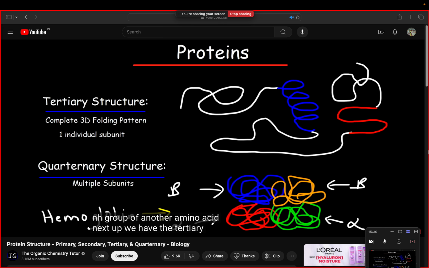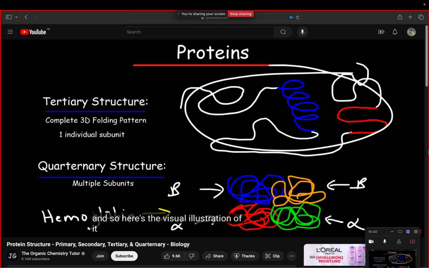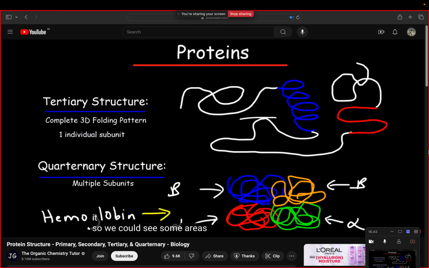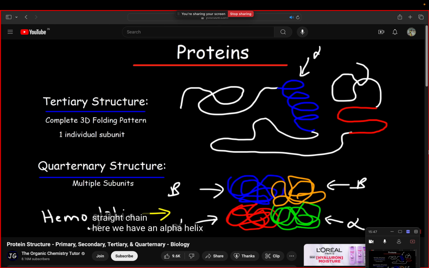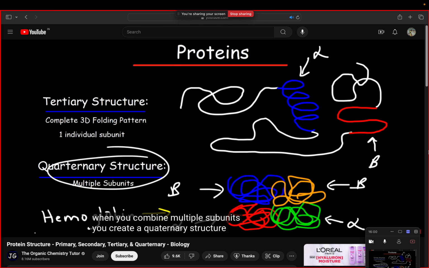Next up, we have the tertiary structure, which represents the 3-dimensional complete folding pattern of the protein. And so here's a visual illustration of it. So we can see some areas it's just a straight chain. Here we have an alpha helix, and here we have a beta pleated sheet. Now, the tertiary structure is one individual subunit. When you combine multiple subunits, you create a quaternary structure.